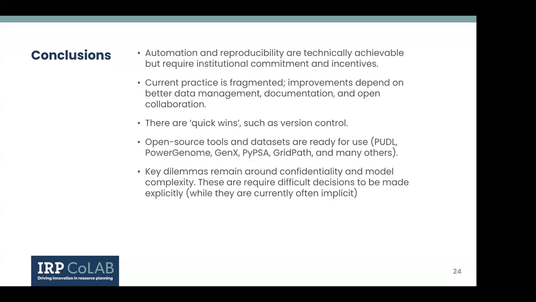So for many of the well-used open source packages, there are workflows that you can readily take that will convert these data sets into energy model data without you having to manually redo it every time.